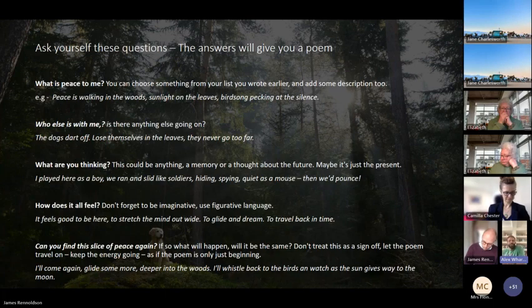And it feels good to be here, to stretch the mind out wide, to glide and dream, to travel back in time. I'll come again, glide some more, deeper into the woods. I'll whistle back to the birds and watch as the sun gives way to the moon.